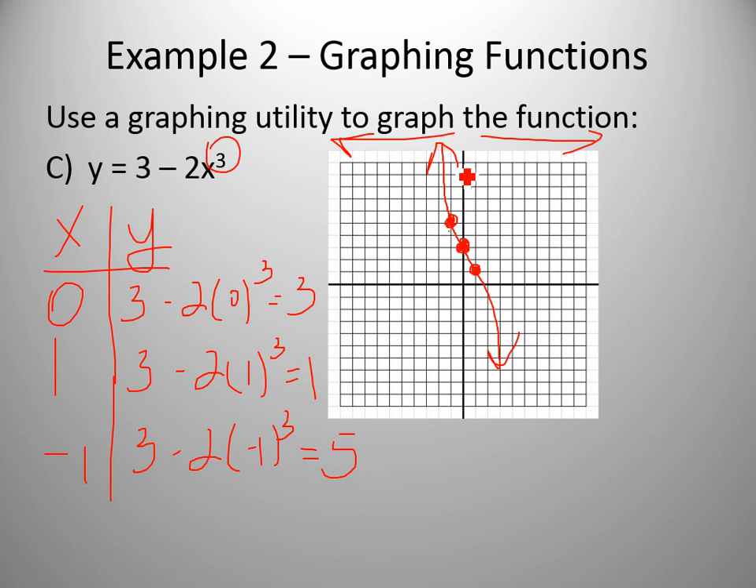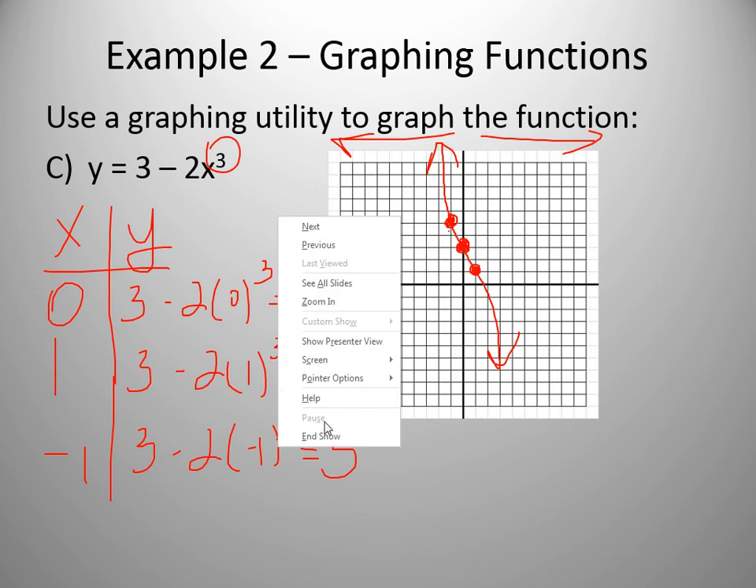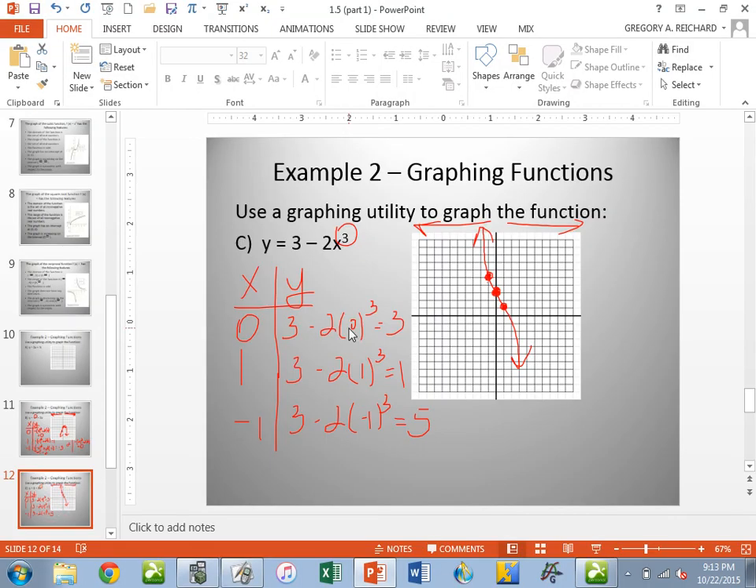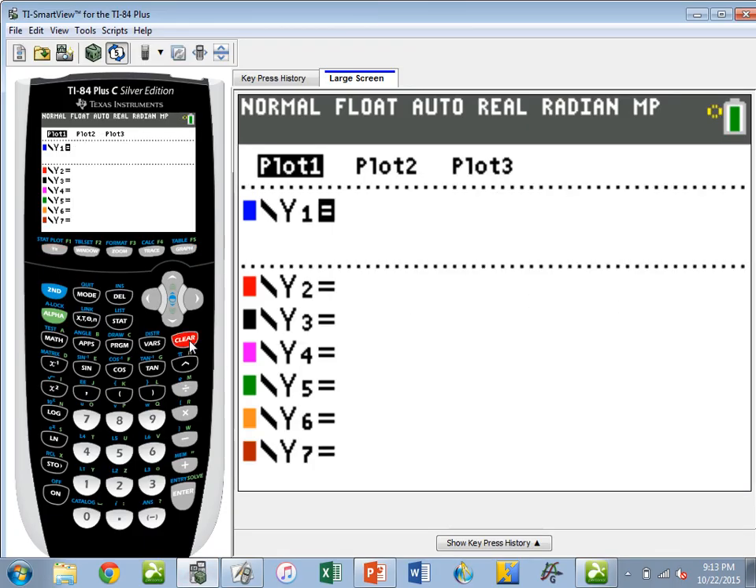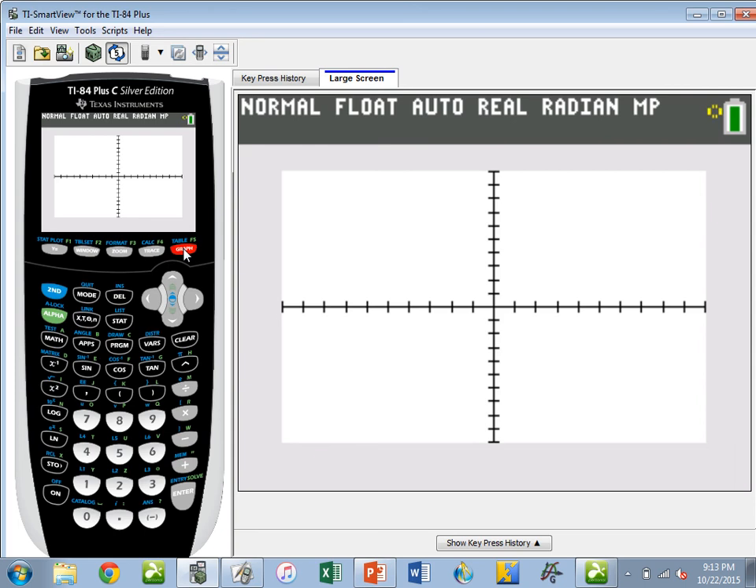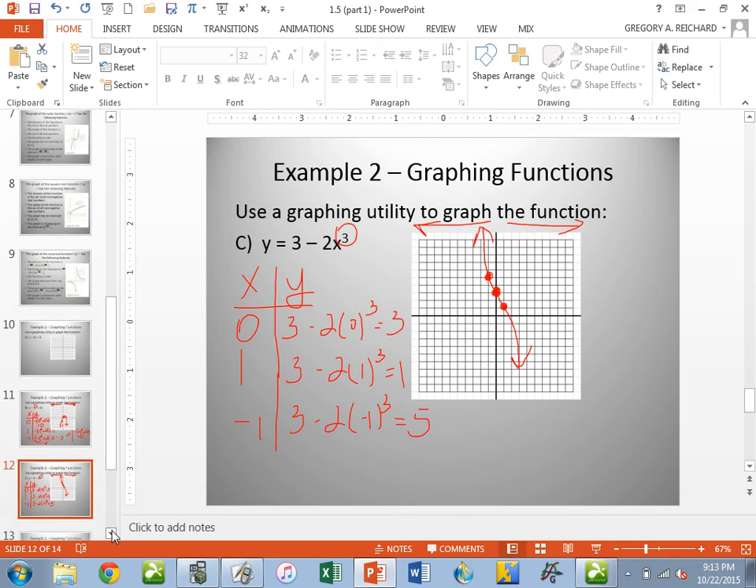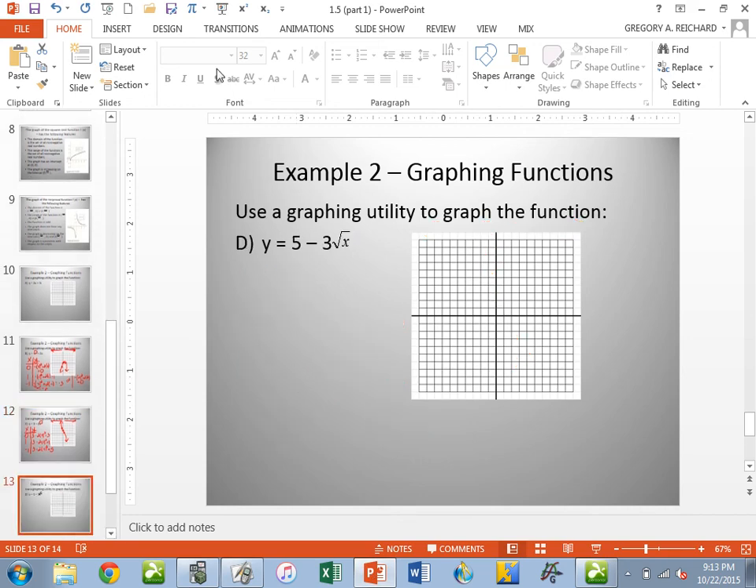So once again, how do you know if the graph is something reasonably close to what it's supposed to be? If I leave this up here, I'm going to come back to this, and I'm going to put in 3 minus 2x cubed. And if I graph it, here's what we got. So you can see you kind of have this backwards looking chair type shape. So that's part C.